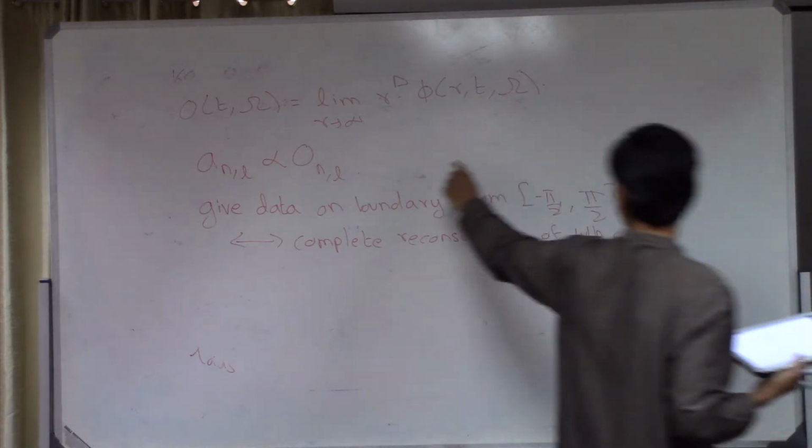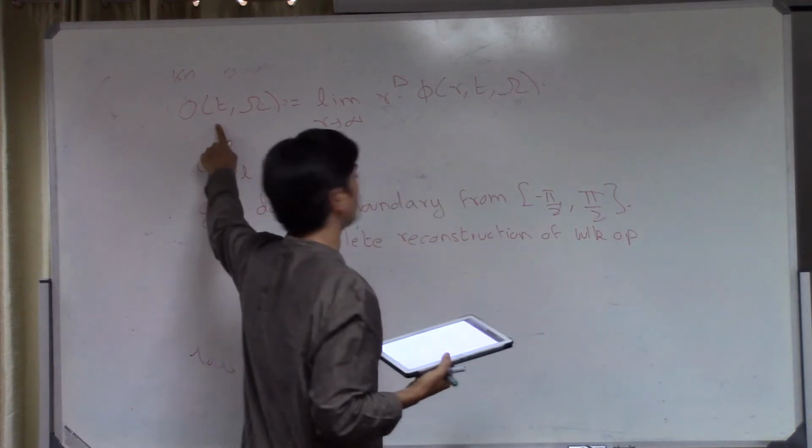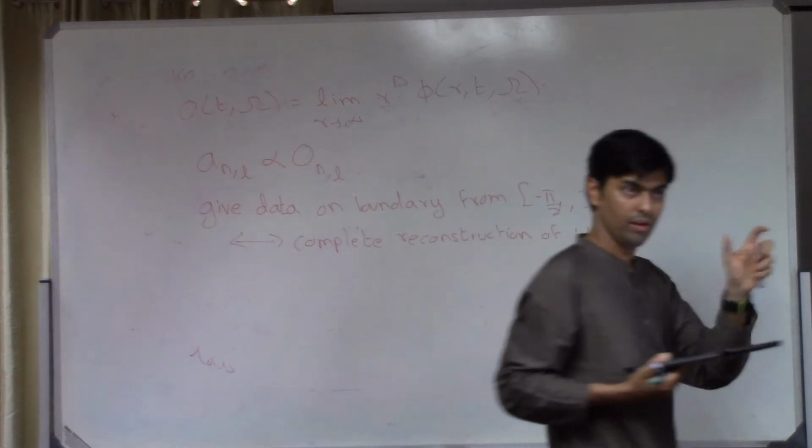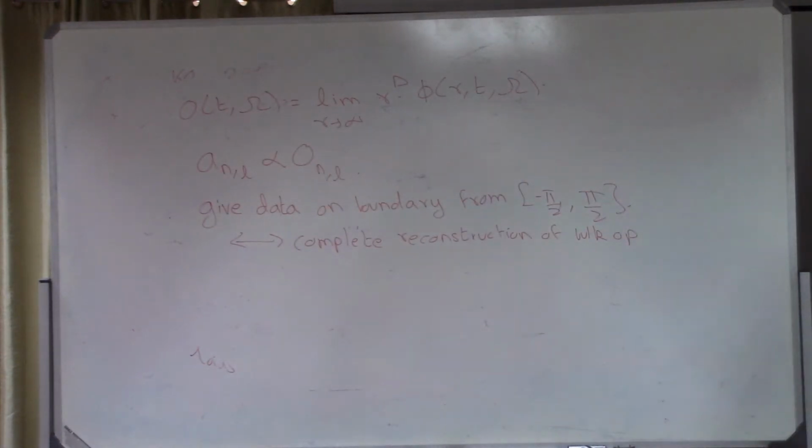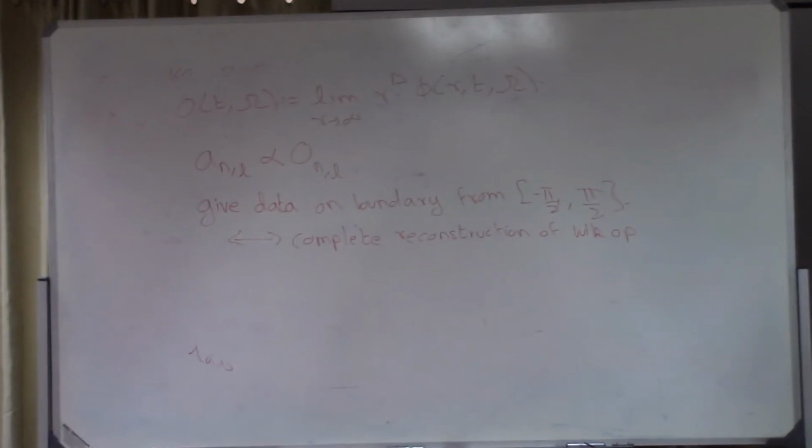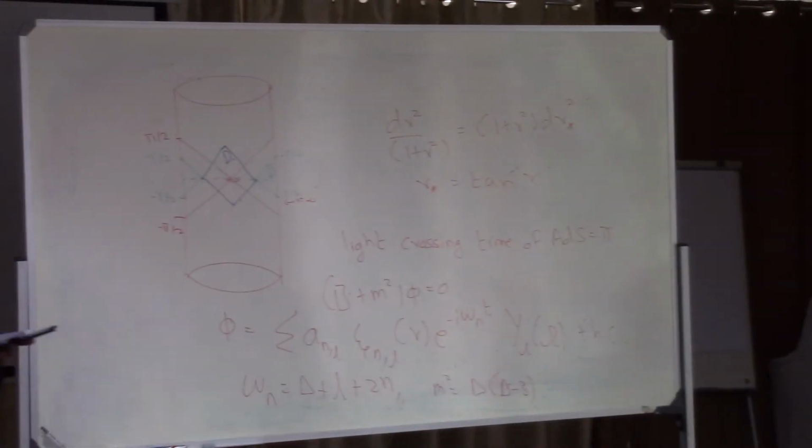I'm telling you the values of this operator O of t omega on a full band on all of AdS in the region minus t by 2 to t by 2. This band is causally connected to some region in the bulk. That region I call D bar. There's an entire causal diamond D in the interior of AdS, which is completely causally disconnected from this band. And that diamond I call D. Okay. Do you see that?